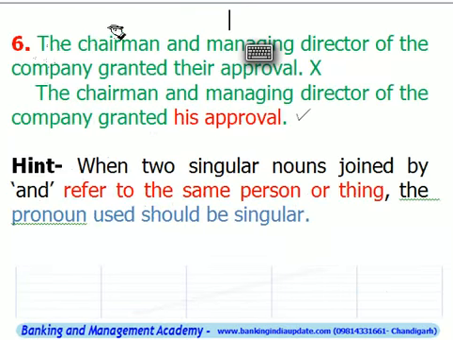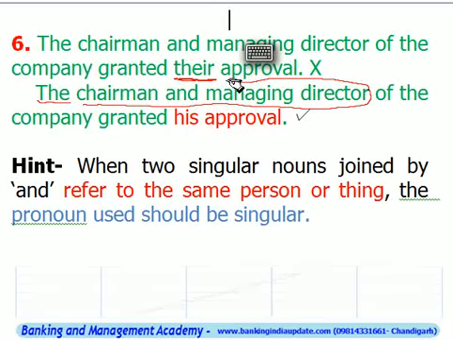The next sentence, the chairman and managing director of the company granted their approval. This sentence is incorrect because of the usage of the word their. Whenever a single article is used with the subject, it denotes one person. In this sentence, article the has been used with chairman and managing director. It means one single person is the chairman and also managing director of the company.